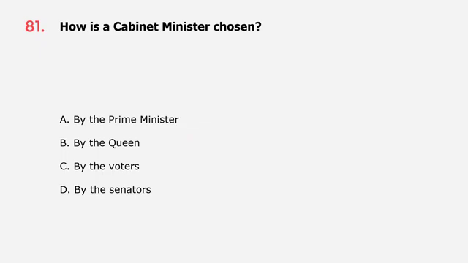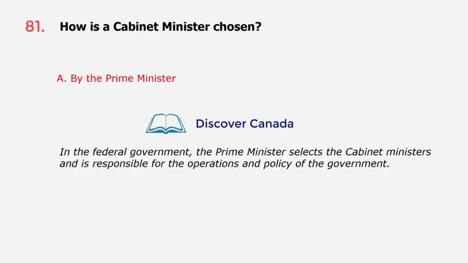Question 81. How is a cabinet minister chosen? A. By the Prime Minister. B. By the Queen. C. By the voters. D. By the senators. The answer is A. By the Prime Minister.